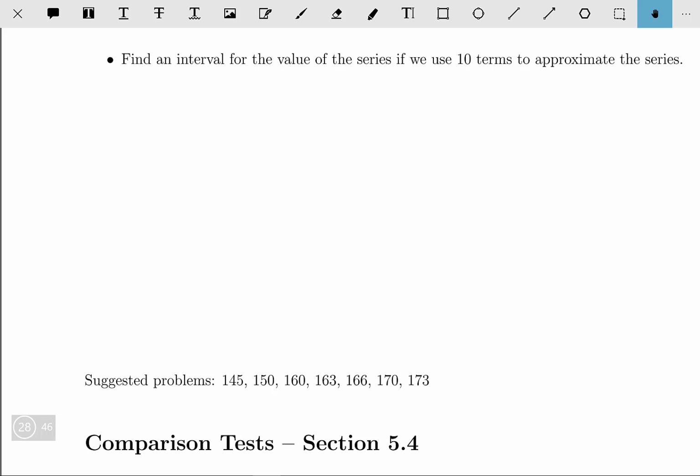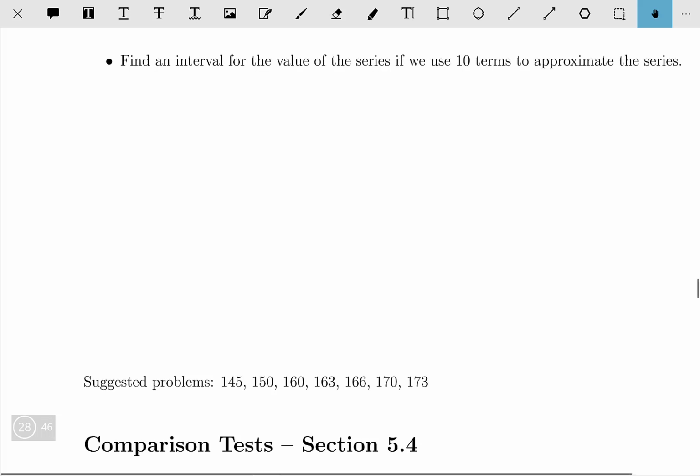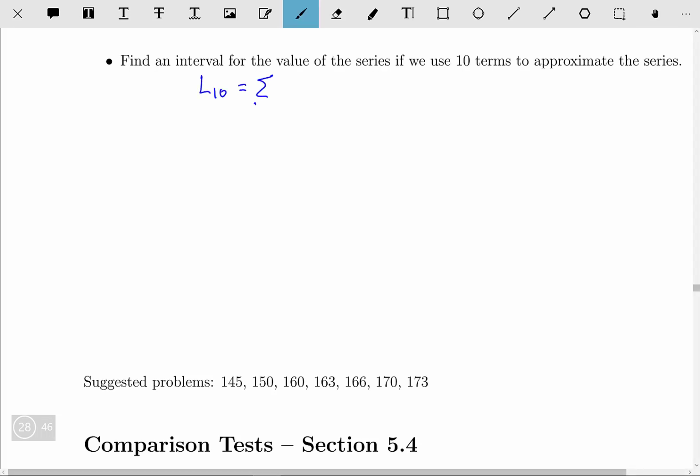All right, so we're going to use 10 terms to approximate the series. The lower bound L10 is going to be the summation n going from 1 to 10 of 1 over n cubed plus 1 over 2 times the quantity 10 plus 1 squared. And the upper bound is going to be the summation n going from 1 to 10 of 1 over n cubed plus 1 over 2 times 10 squared.